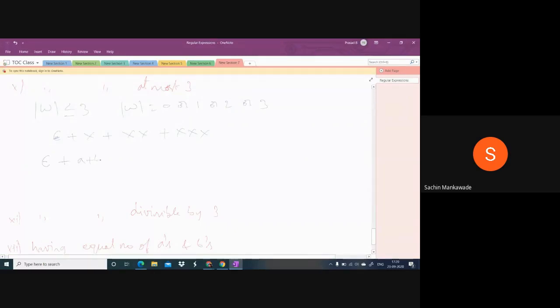Length 1 means A or B. This is for length 2, A or B, A or B. And this is for length 3, A or B, followed by A or B, followed by A or B. Okay? You understand? Just copy this.